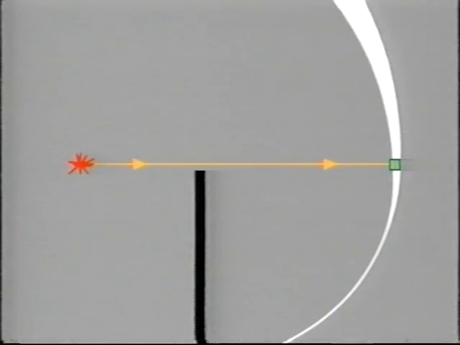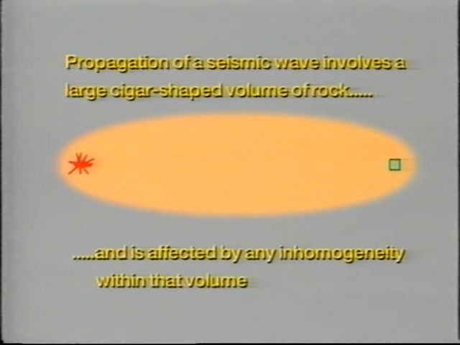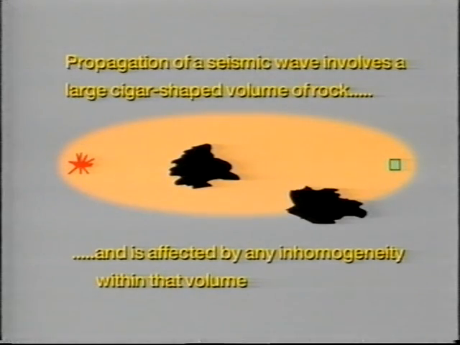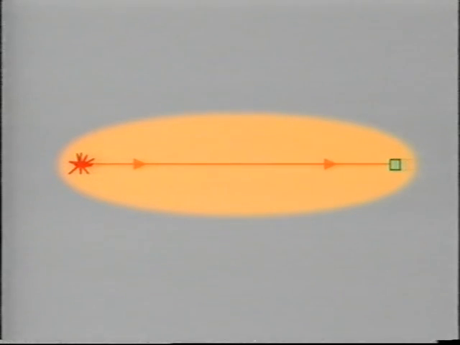We are braced then for this conclusion. Propagation of a seismic wave from source to detector involves a large cigar-shaped volume of rock and is affected by any inhomogeneity within that volume. Much affected if the inhomogeneity is central, progressively less outwards. So the ray is a useful concept for setting up geometry, for travel time equations. But the whole story must involve this cigar-shaped volume of rock around the ray.